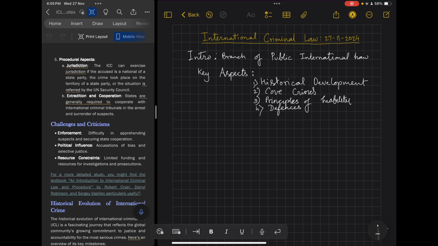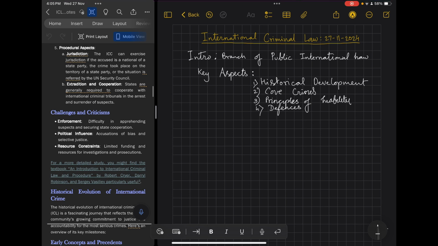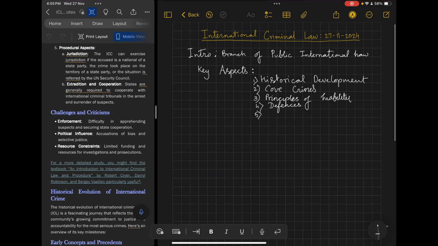Then comes procedural aspect. Jurisdiction. The ICC can exercise jurisdiction if the accused is a national of a state party, the crime took place on the territory of a state party, or the situation is referred by the UN Security Council. Extradition and cooperation. States are generally required to cooperate with international criminal tribunals in the arrest and surrender of suspects. That is a procedure.